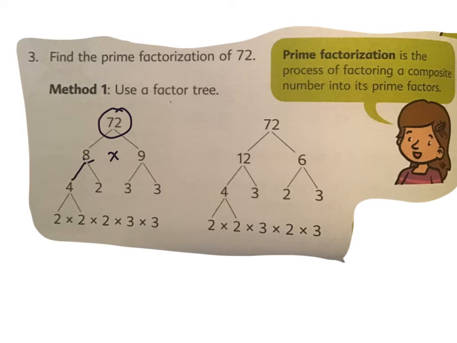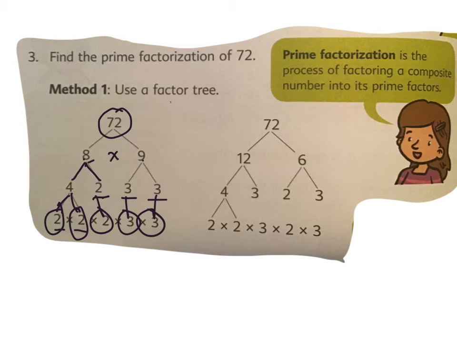So then we would do 4 times 2. 2 is a prime factor, so we stop there. 4 we can bring down to 2 times 2. And we already have the 2 here. So now what times what equals 9? 3 times 3. And we know that 3's are prime. So if we go 2 times 2 times 2 times 3 times 3, that is the prime factorization of 72.